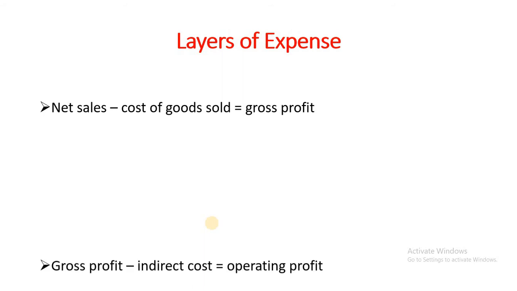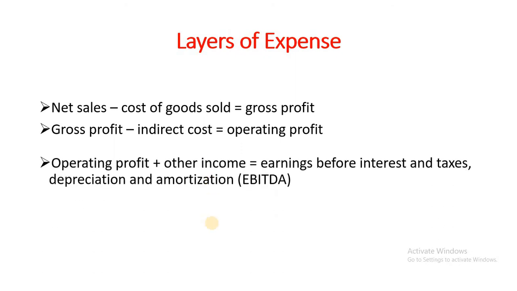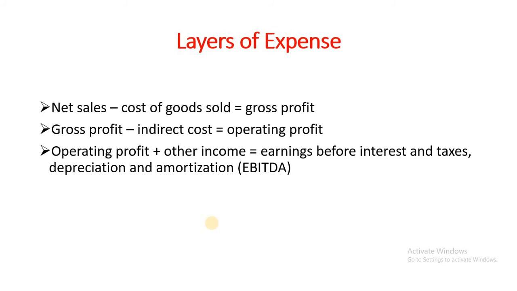Let's look at the layers of expenses. First of all, if we deduct cost of goods sold from net sales, we get the gross profit. Then, if we deduct indirect costs from the gross profit, we get operating profit. Other incomes are added to operating profit, and we get earnings before interest, taxes, depreciation, and amortization.